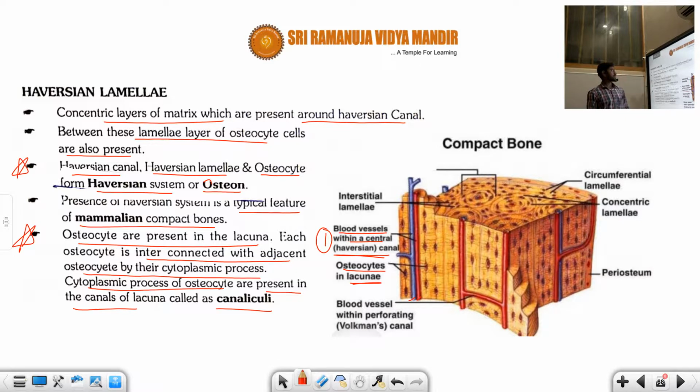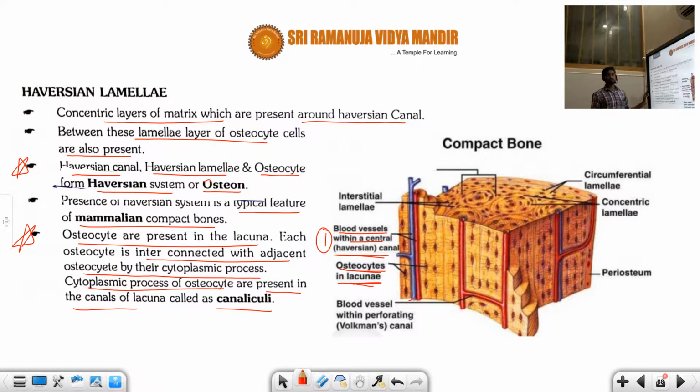Right? So hope you understand about the Haversian lamellae. In these points, what you learned is about the concentric layers of the matrix present around the Haversian canal, and between these lamellar layers osteocyte cells are present. You can see the osteocyte cells present in the lacuna, and the Haversian canal, Haversian lamellae and osteocyte form the Haversian system, simply called osteon. And the presence of the Haversian system is a typical feature of all mammalian compact bone. And this is a very important point.